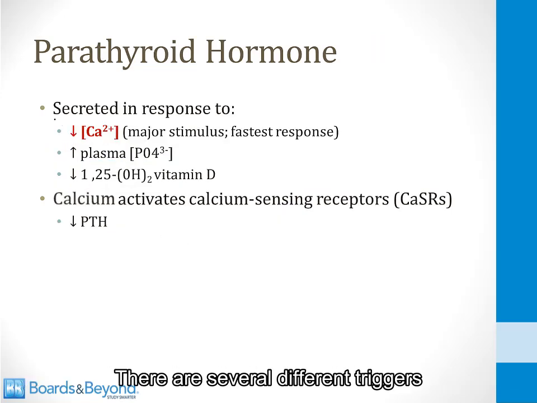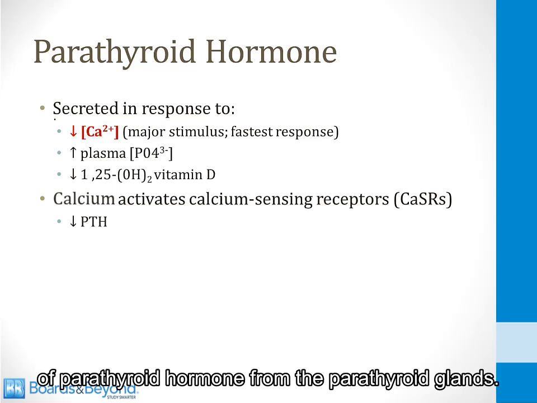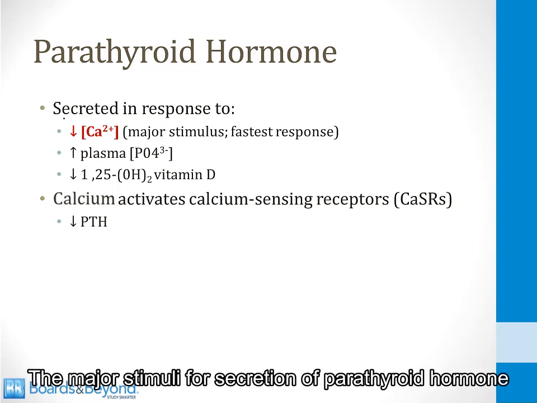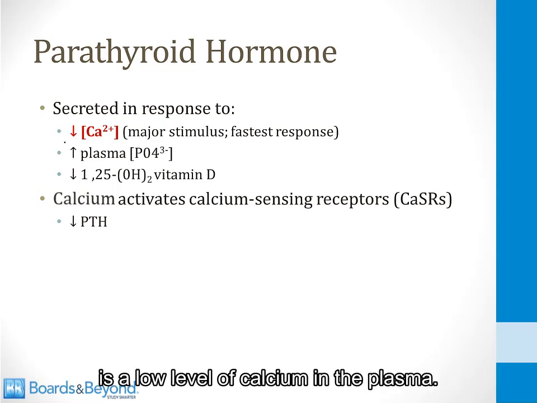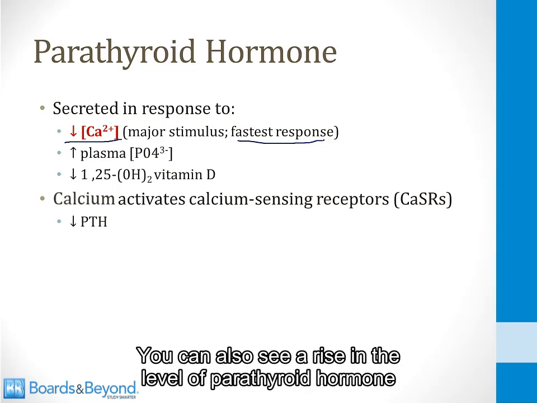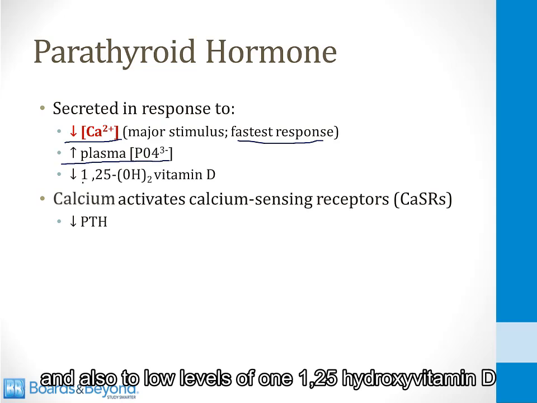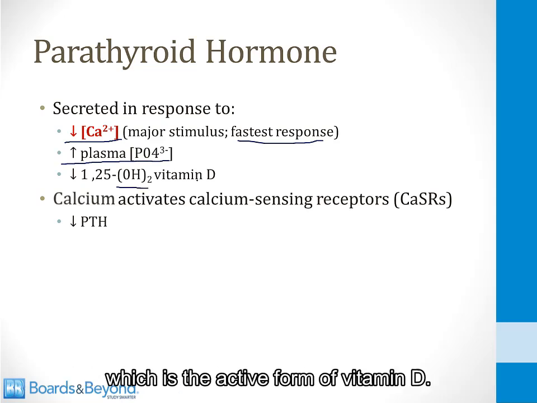There are several different triggers that can lead to the release of parathyroid hormone from the parathyroid glands. The major stimulus for secretion of parathyroid hormone is a low level of calcium in the plasma. This elicits the fastest response from the parathyroid gland. You can also see a rise in the level of parathyroid hormone in response to high plasma levels of phosphate and also to low levels of 1,25-hydroxyl vitamin D, which is the active form of vitamin D.